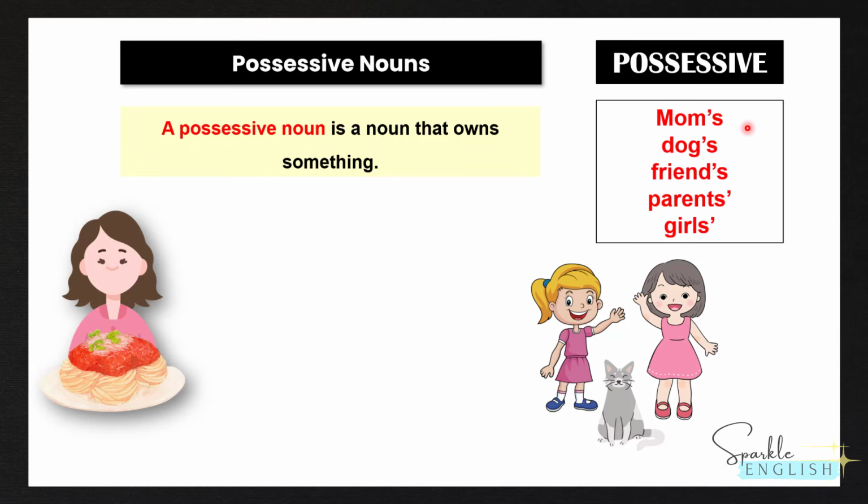But the first 3, moms, dogs, and friends, are singular possessive nouns. There's 1 mom, 1 dog, 1 friend. But here, with parents, an apostrophe, and girls, an apostrophe, they are plural possessive nouns. This means that if I said my parents' dog, there's 1 dog that belongs to both parents. Or the girls' bedroom, there's 1 bedroom that is shared by 2 girls.